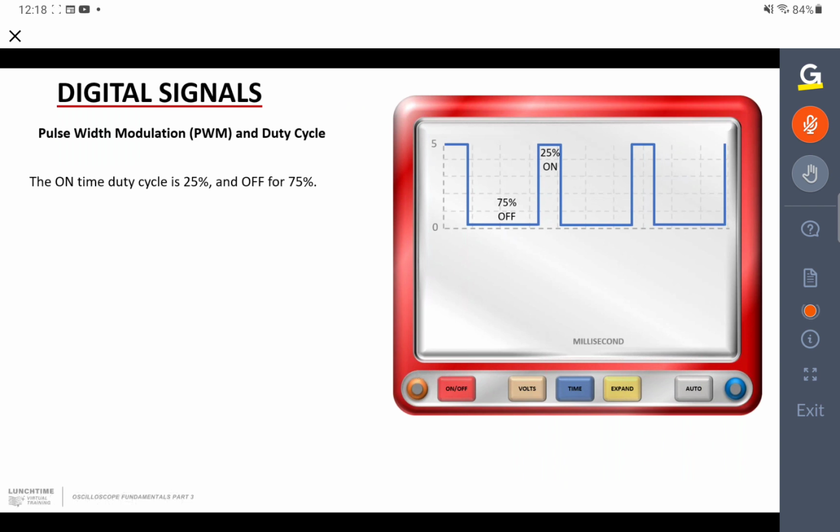Okay, still with digital signals, looking at something that confuses some people at times, which is pulse width modulation, or PWM, as it tends to be referred to. And one version of pulse width modulation alters what we term the duty cycle.